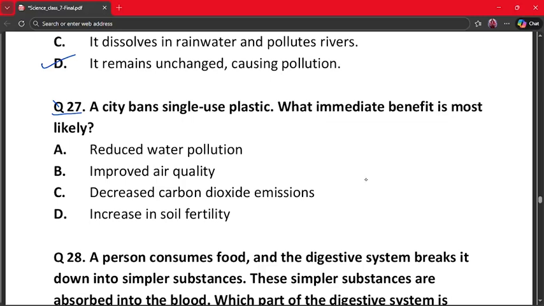So the correct answer is option A. Why? Because plastic directly affects water bodies and banning single-use plastic reduces this pollution very quickly, and air quality or soil fertility changes take longer. So the most immediate benefit is reduced water pollution. Hence option A is the correct answer.